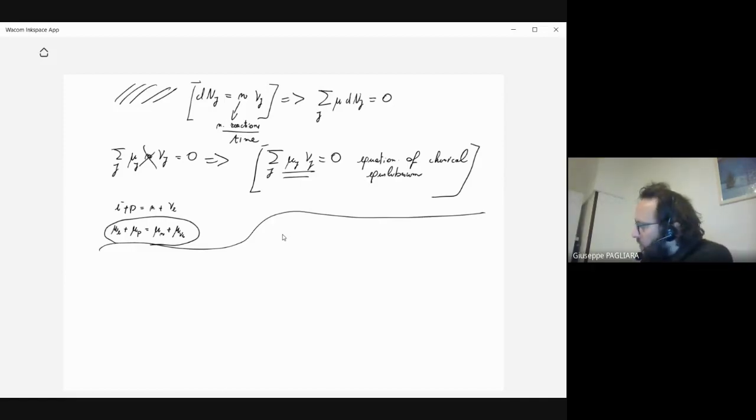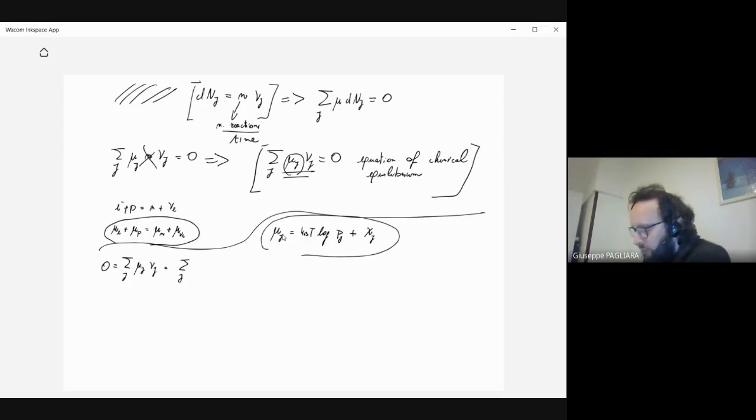Now let's use the formula that we obtained for mu j. For mu j, we have a formula now, which was KBT times the logarithm of pj, if you want. Then there was the chemical constant, which was chi j. Okay. So we can write this equation: zero is equal to the sum over j of mu j times nu j, as the sum over j, mu j is KBT, nu j log of pj. So KBT log of pj times nu j plus the sum over j of chi j nu j. And this must be equal to zero.